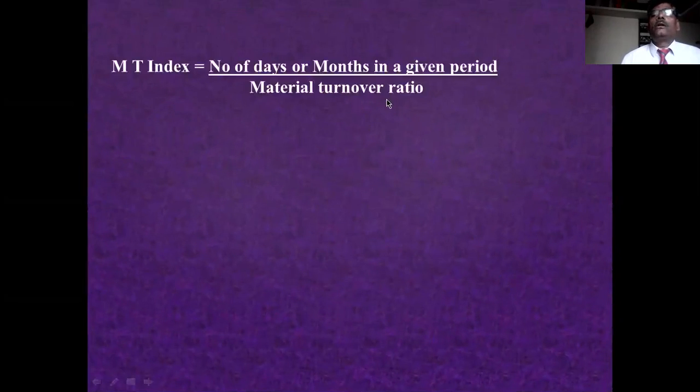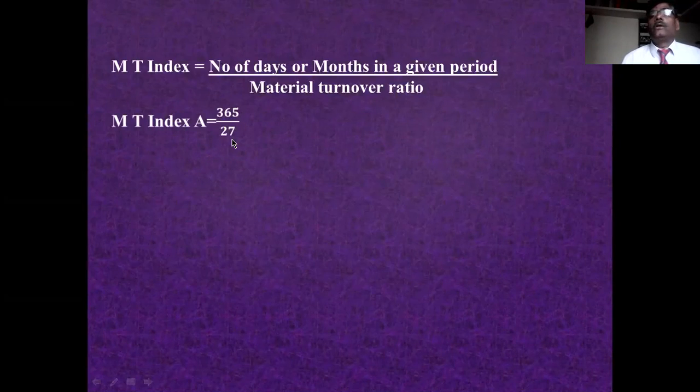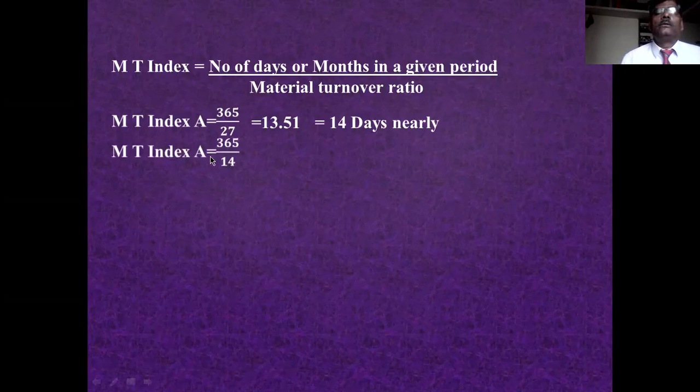Then you calculate material turnover index in days. There are 365 days. You take 27 times. Material turnover A is 27 times. That means 13.51 days, which is nearly 14 days. For every 14 days, you have to fill material A. Material A is exhausted in the godown every 14 days. New stock you have to welcome every 14 days. And material B, sorry, it is again A.